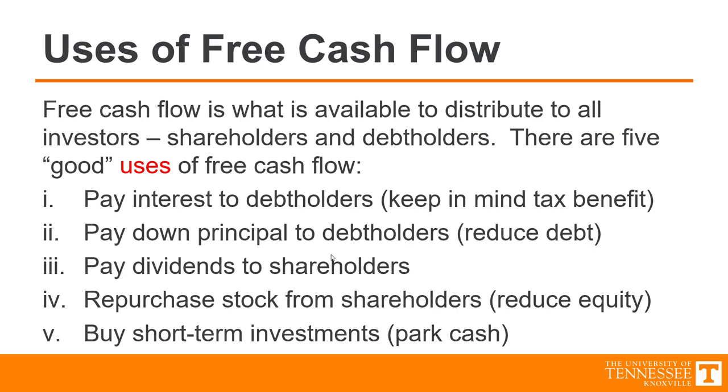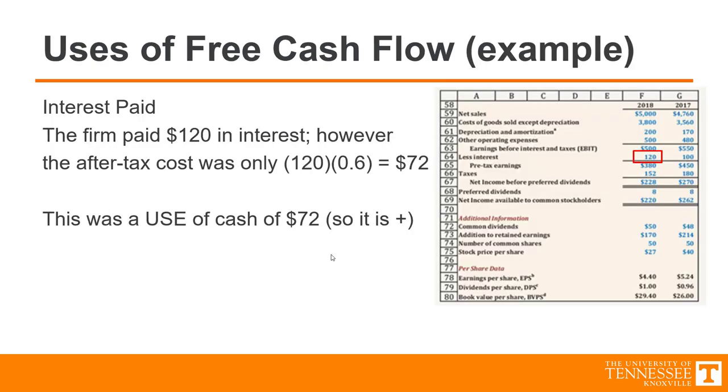So the first use of free cash flow is to pay interest to our debt holders. And we need to keep in mind that there is a tax benefit to interest paid. The interest paid reduces their taxable income, so there's a tax savings involved with paying interest. So we're going to look at the after-tax cost of the interest paid. We can pay down principal to the debt holders. That is, we can reduce debt. That would be another potential use of our free cash flow. We can pay dividends to shareholders. We could repurchase stock from shareholders. That is, we could reduce the equity by paying them money, getting back shares of stock. And then finally, we could buy short-term investments, and that would be a way to park some of our excess cash. So those are the 5 uses, and let's walk through the example for this firm and see how things were used.